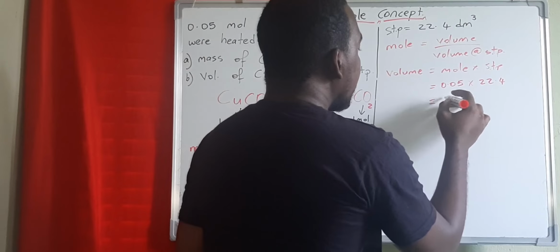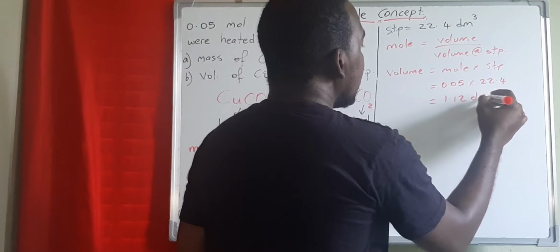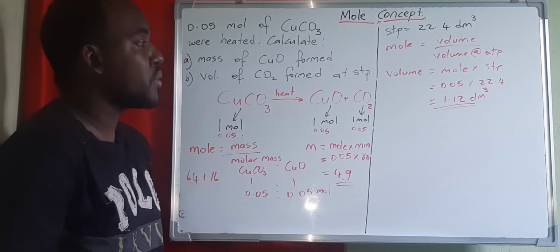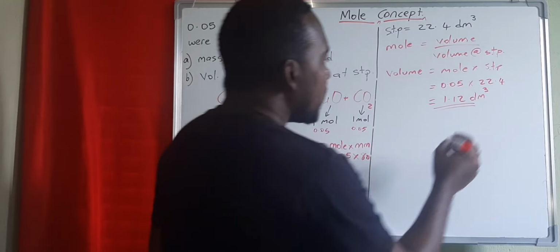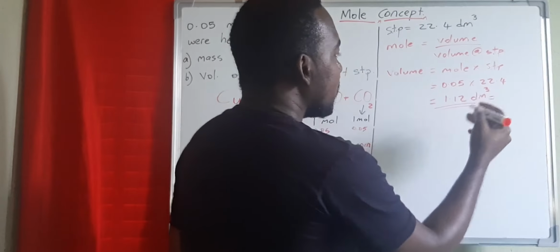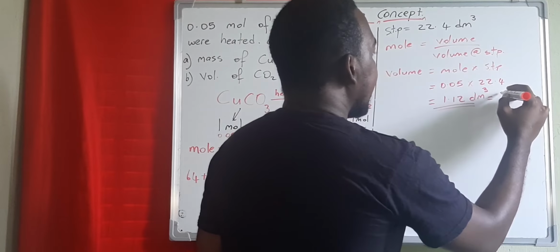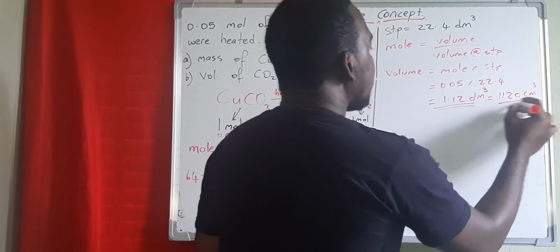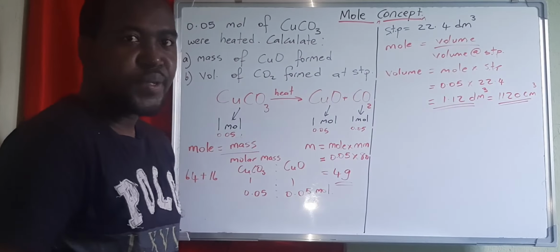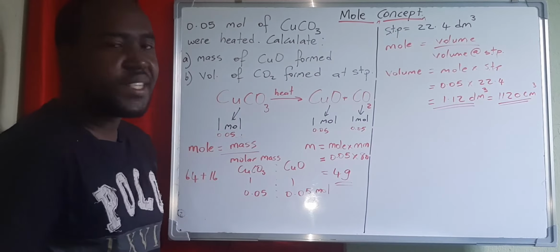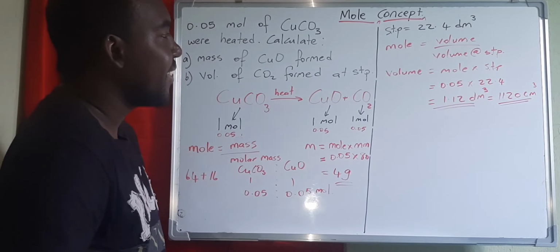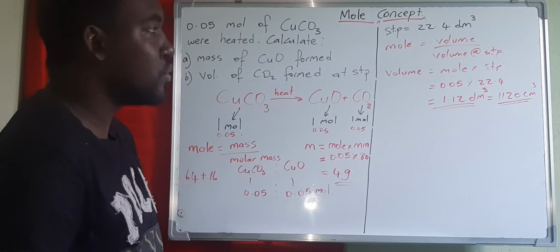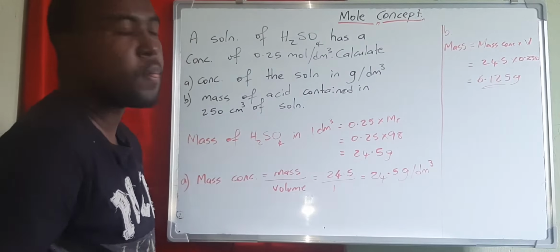So we have a volume of 1.12 dm cube of carbon dioxide produced. And if you are asked to change it to centimeter cube, we just multiply it by 1,000 and we get 1120 centimeter cube. All right, so see, it's not that hard. So let's try another one with some more use of other equations.